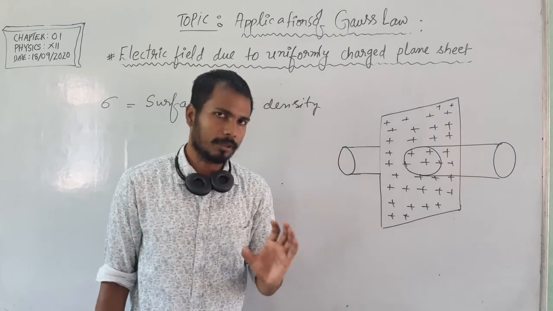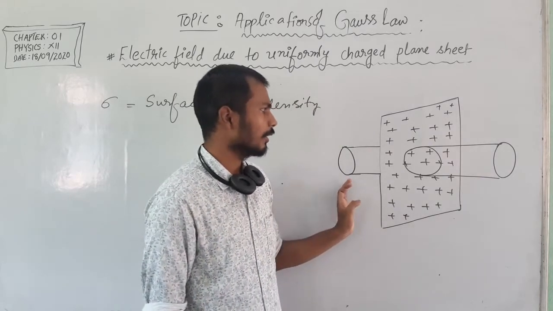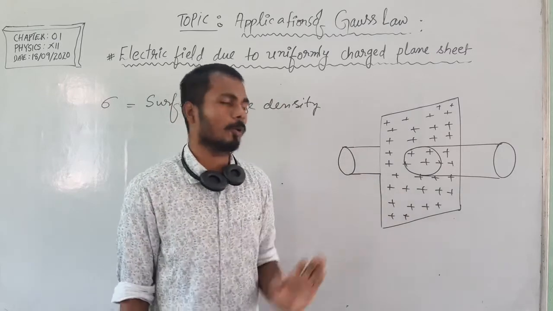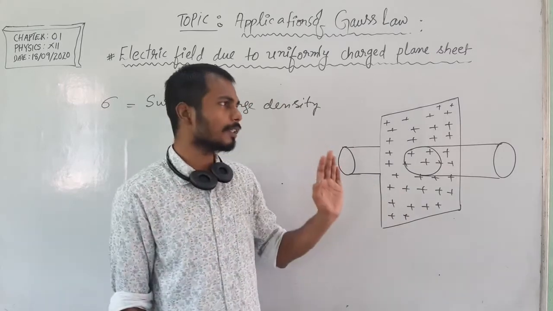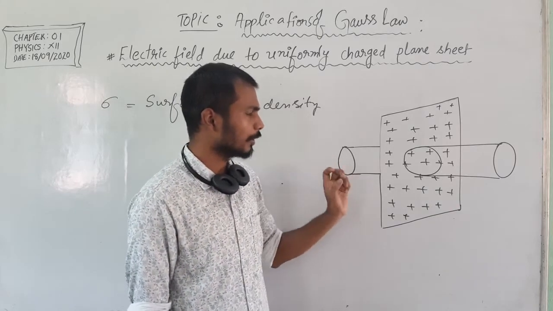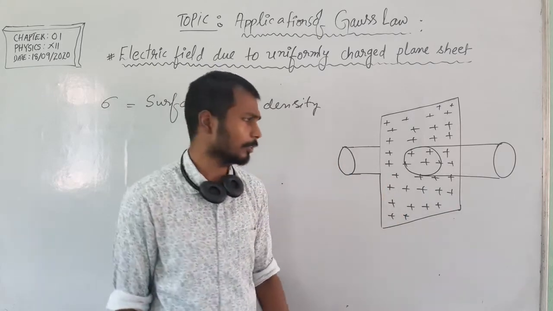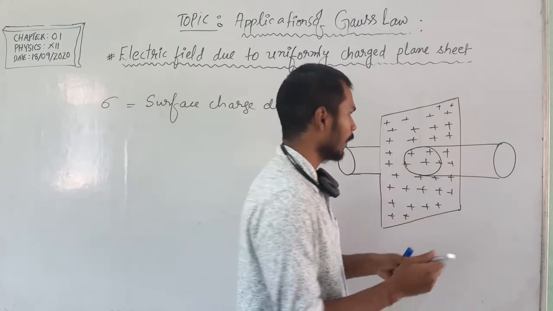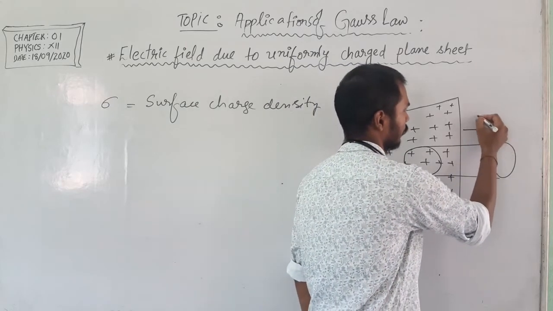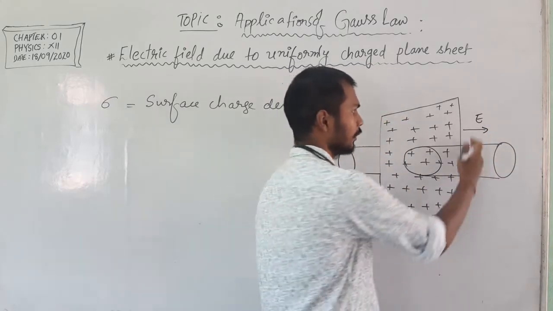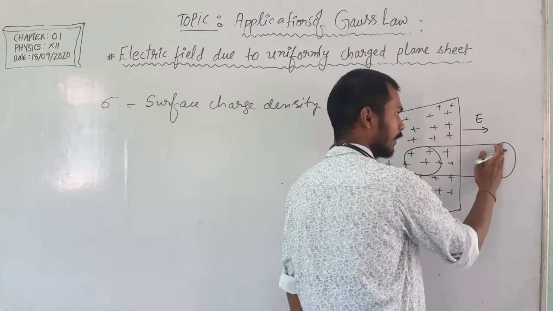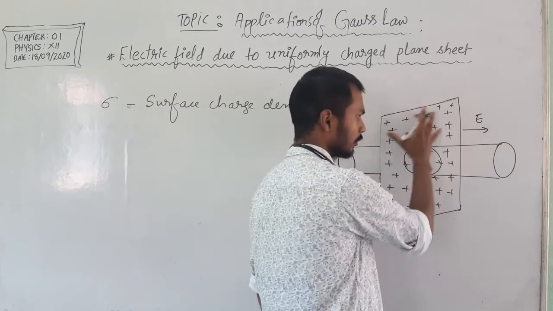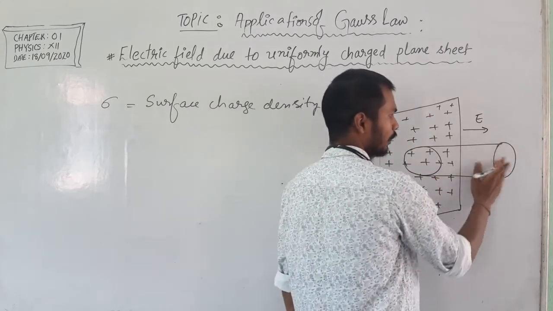Now if you are not getting the Gaussian surface, see, the electric field line should be perpendicular to the Gaussian surface. When the electric field line is perpendicular to the surface, that surface is called a Gaussian surface. Now see in this figure, if you find the direction of the electric field line, the direction will be in this direction. Actually we are considering this surface just near to this plane charge sheet.